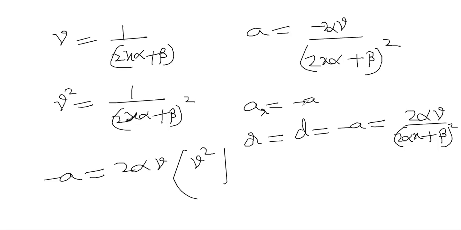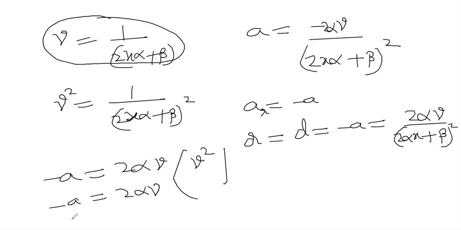See here. Only 10 minutes are there. Please listen carefully. This V is this, no? Did you agree with this? You got this in the earlier step. Now V square is this, understood right? Now here 1 by 2 alpha x plus beta whole square is already there with us. So minus A, which is the retardation, is nothing but 2 alpha into V cube. Understood now? That is there in the options. Understood?